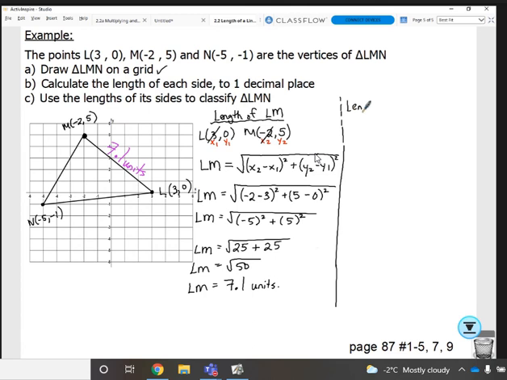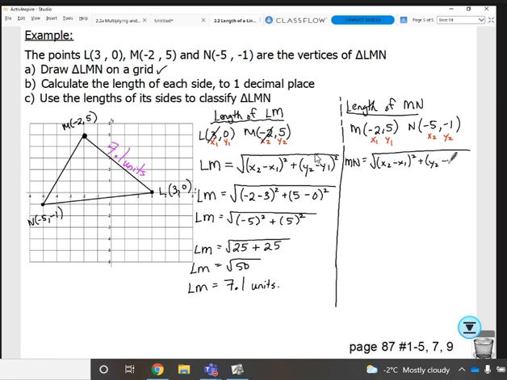Next we can do length of MN. M is negative 2, 5, and N is negative 5, negative 1. And we know where we're heading with this. So x1, y1, x2, y2. Now, we should always start with writing the formula. I know it's a long one. I'm with you. x2 minus x1 squared plus y2 minus y1 squared.